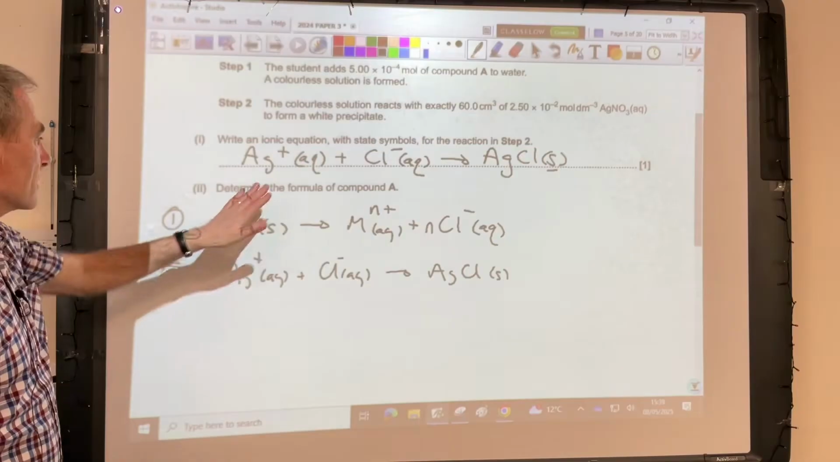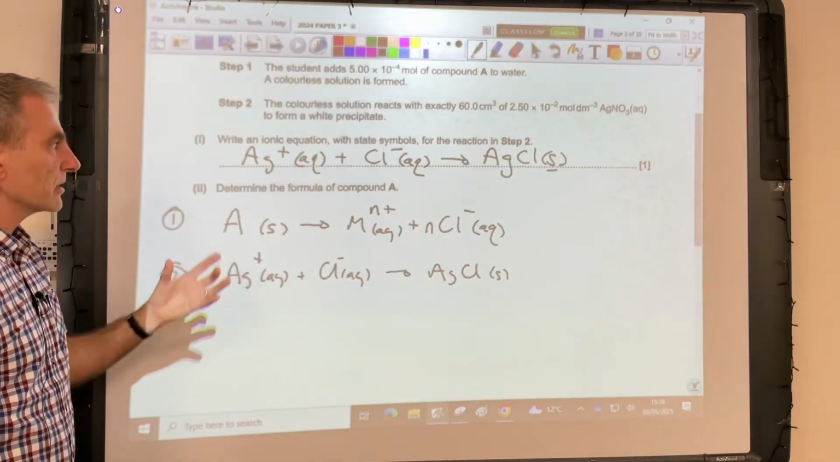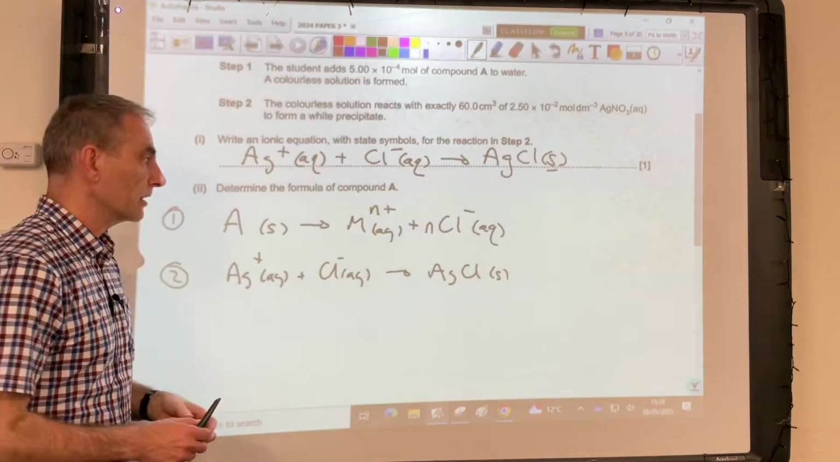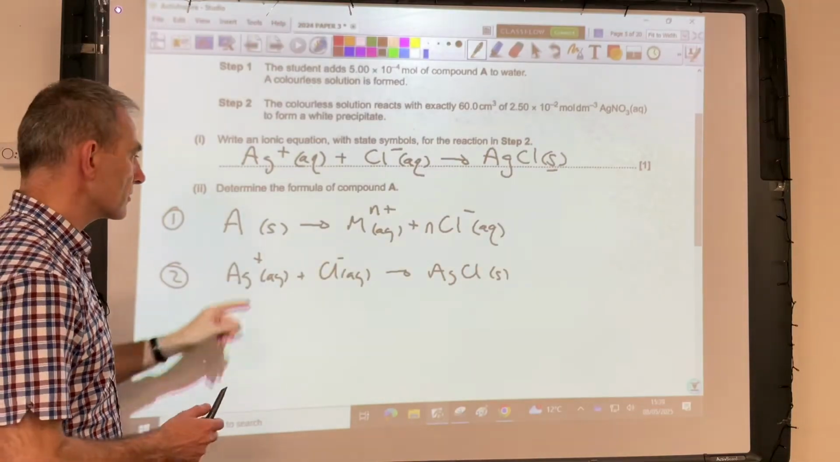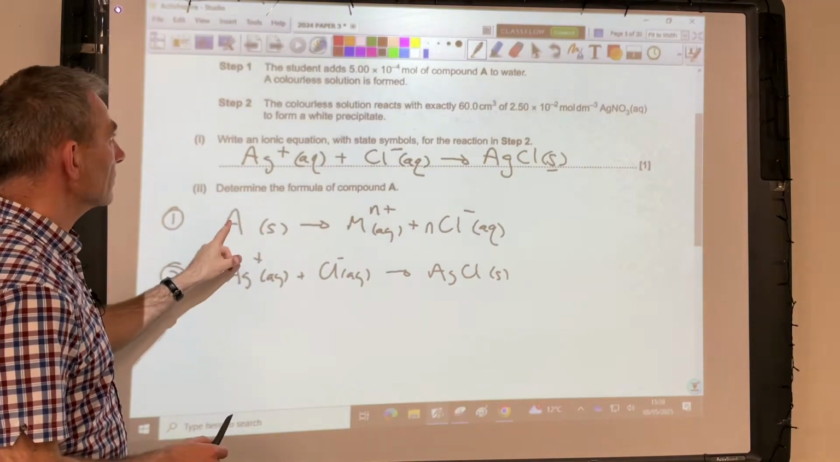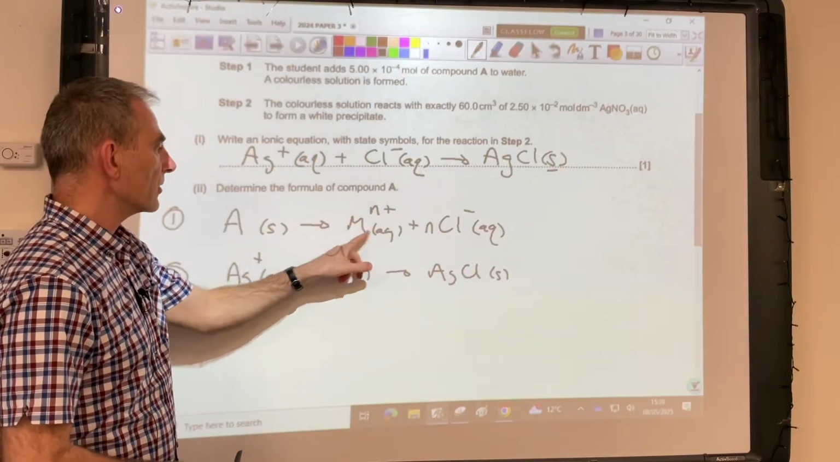So moving on to the second part, we've got to determine the formula of compound A. So remember, compound A is this period 3 chloride. So it's going to have a metal ion in there and obviously the chloride ion. So I've represented step 1. So the students dissolved compound A, and it's obviously just dissolved in water. So you're going to have the aqueous metal ion.